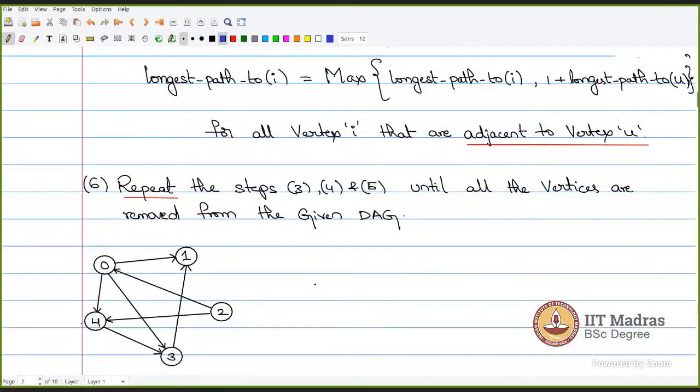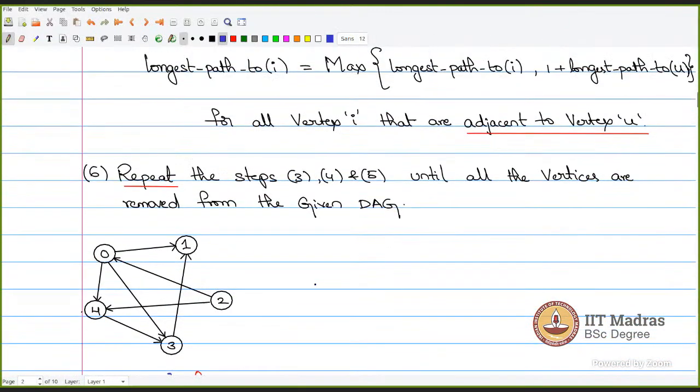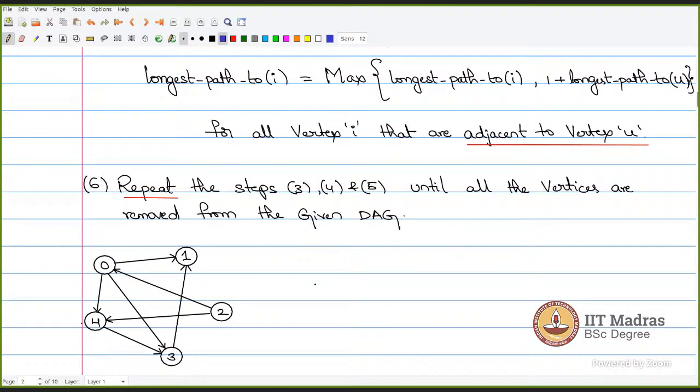Now if you want to see it, a pictorial representation will give us a much better idea. If I give you a graph like this, first and foremost we have to find the in-degrees of every vertex. This is the process of finding the longest path in a DAG. So we should compute all the in-degrees of every vertex in the given graph. Tell me, what is the in-degree of vertex 0?